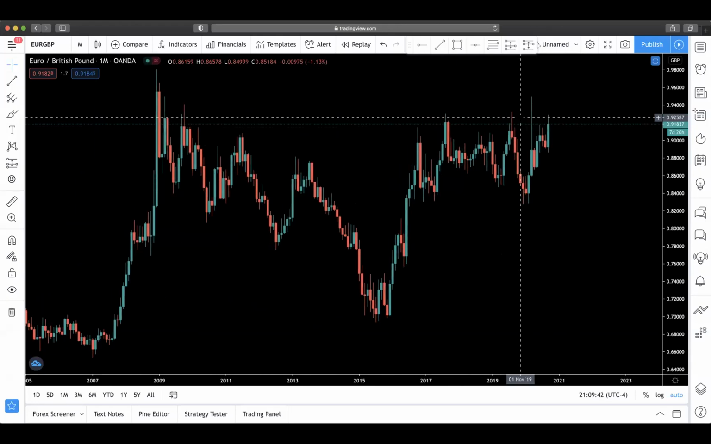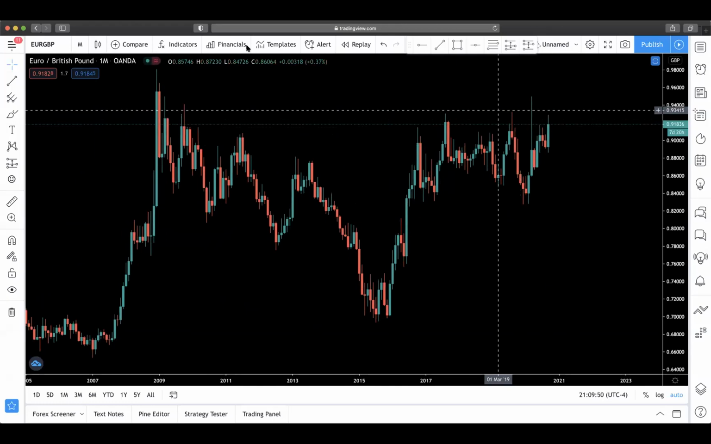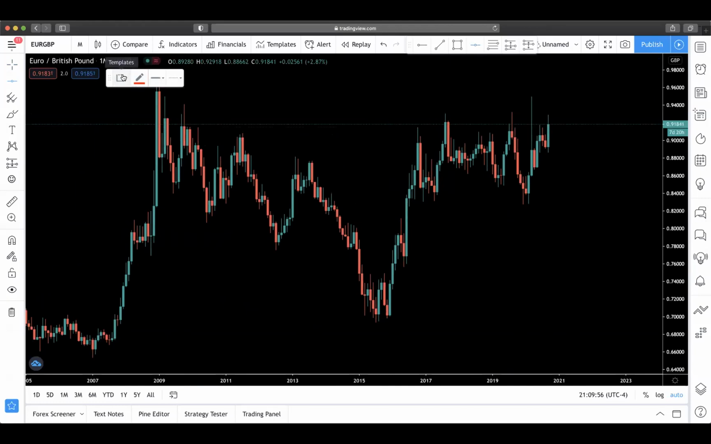I'm just going to go to step one, guys: mark up your key levels. Always mark up your areas of structure first, like your key levels first, right? Use the horizontal line tool, actually. And again, since this is the monthly chart, it's got a template already set for it.